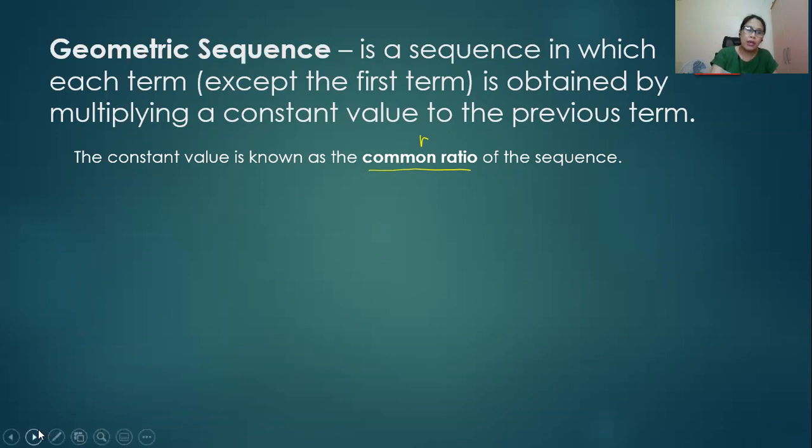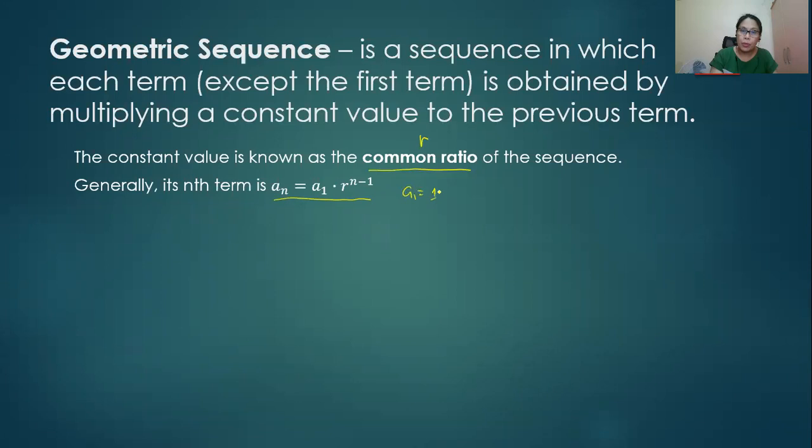So in working on the missing term of a geometric sequence, we consider this formula. Again, a sub 1 is the first term, while r is the common ratio, and n refers to the number of terms in a sequence.